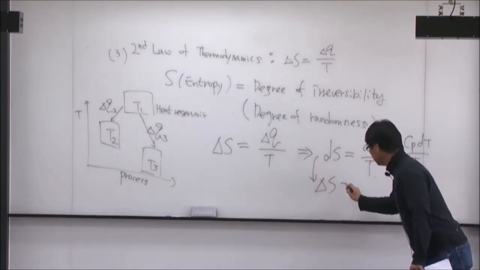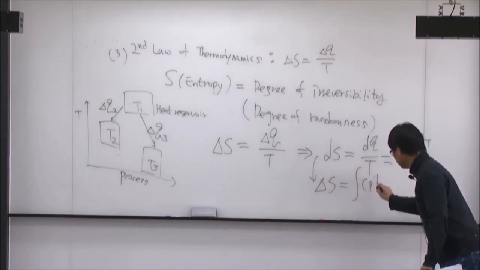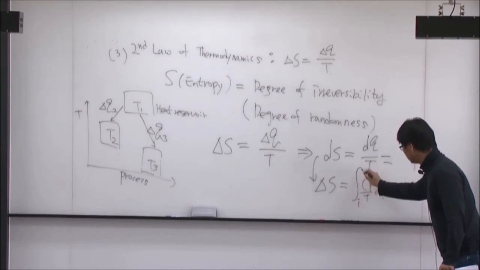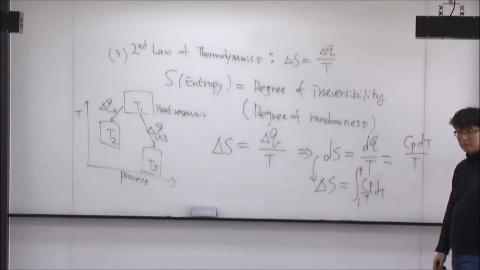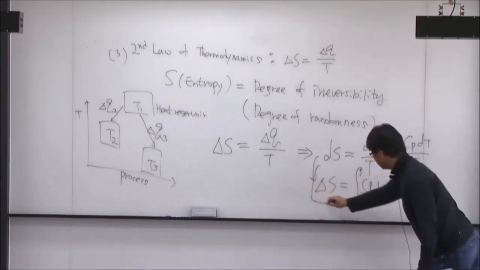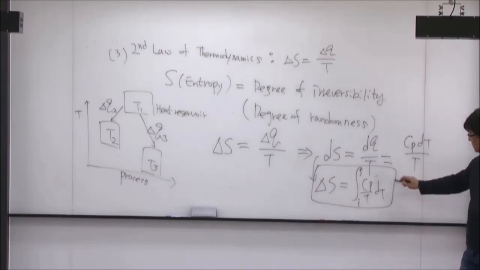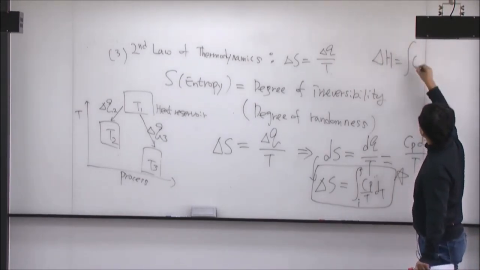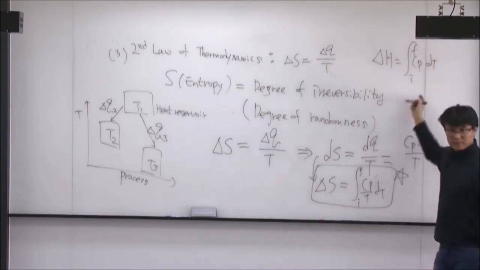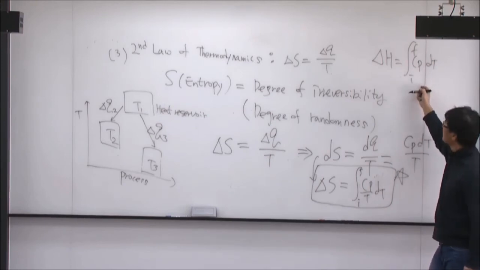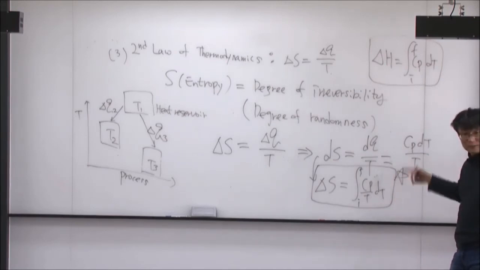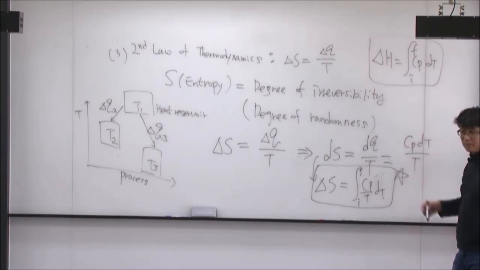Then delta S is the integral of Cp over T dT, from the initial temperature to the final temperature. This is very important. Do you remember we have delta H at constant pressure, which we can define in this way. So delta H and delta S. For the Gibbs energy, we know it is H minus TS. So we now know both quantities.